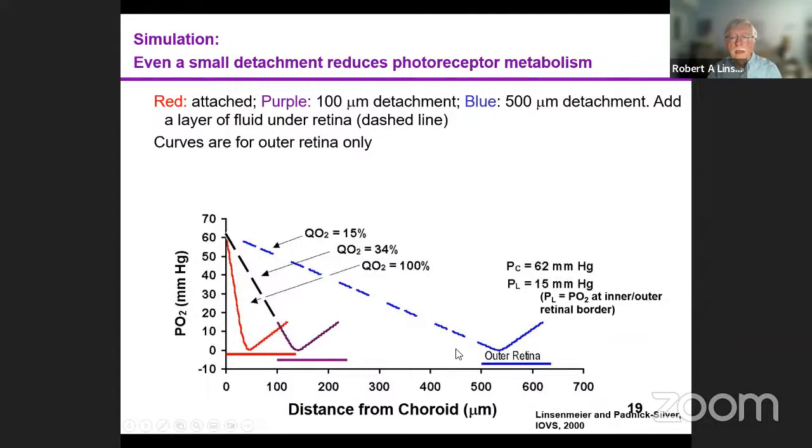And then the outer retina is shown by the solid line, and the fluid under the retina is going to have a gradient through it, because that's the way diffusion works. And that distance reduces the flux to the photoreceptors. And so if it's only detached by 100 microns, you can't maintain an oxygen consumption that's more than about 34% of normal. And when it's detached by 500 microns, you would be down to 15% of the photoreceptor normal oxygen consumption. And that's only because now the inner retina, which is assumed to ride along with the inner retinal vessels, which are assumed to ride along with the detached retina, will be able to take over a lot of the metabolism of the photoreceptors.